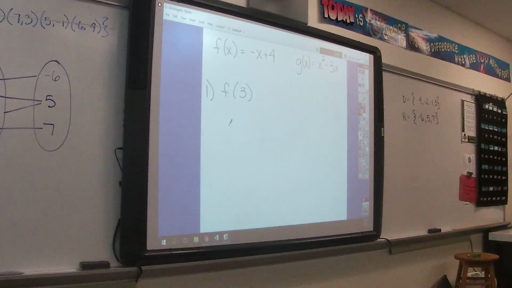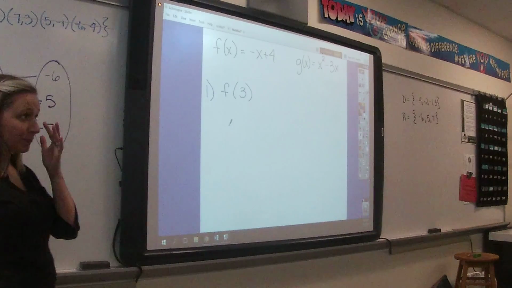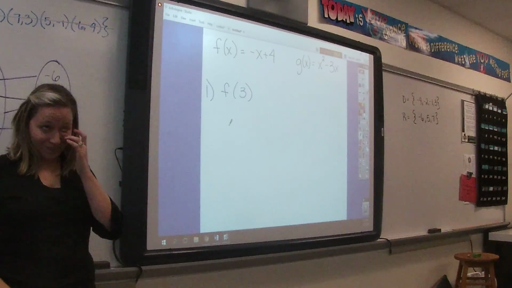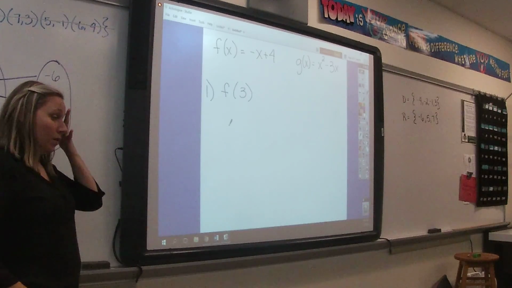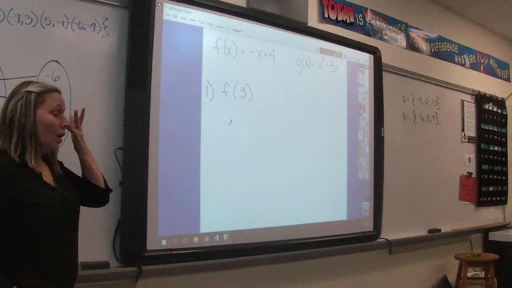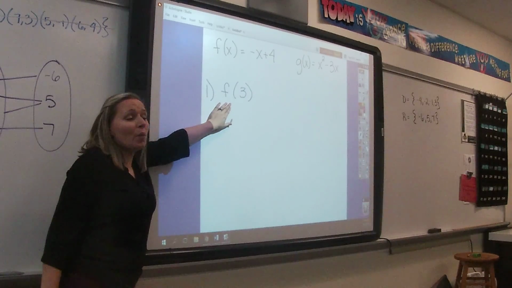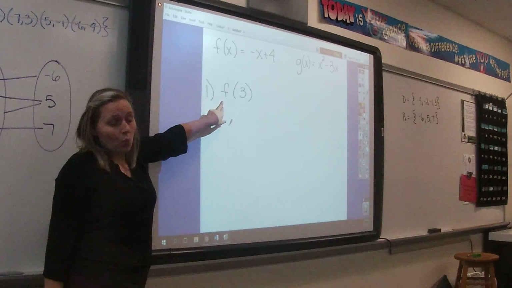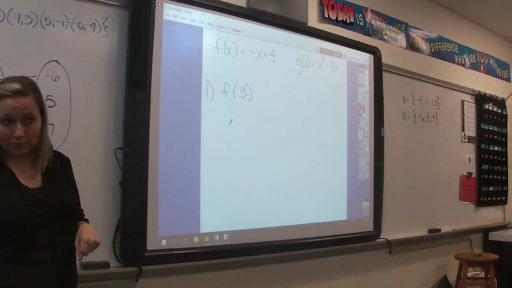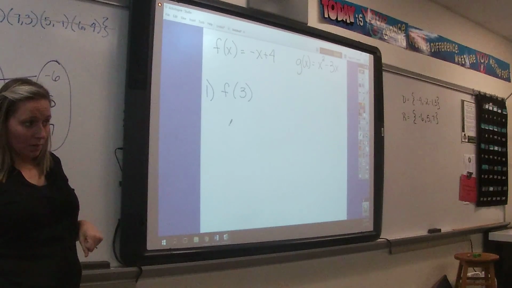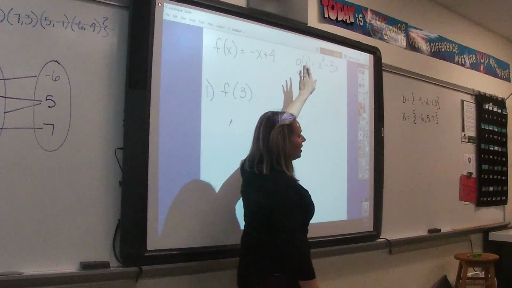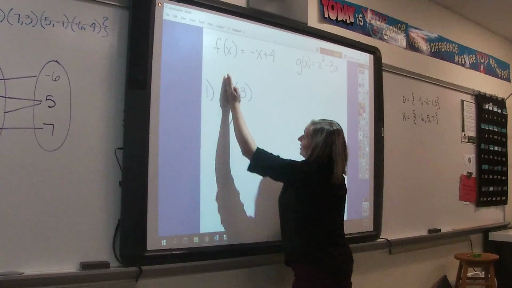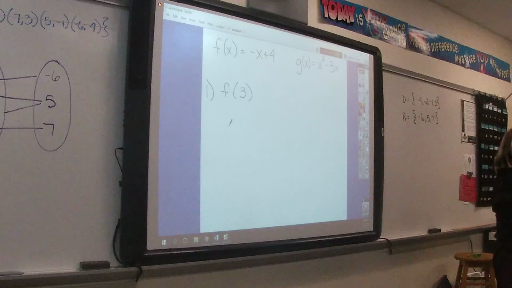Number 1, f of 3. So you have to know what f of 3 means. What does f of 3 mean? It doesn't mean f times 3. This means evaluate the f function when x equals 3. So why am I going to this function and not this function? Because this is the f function. That's not too complicated.